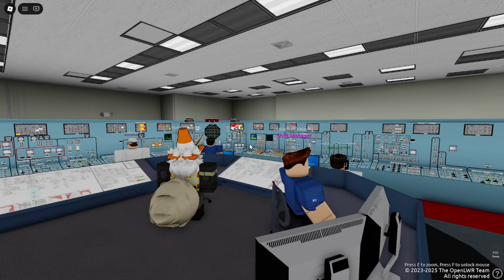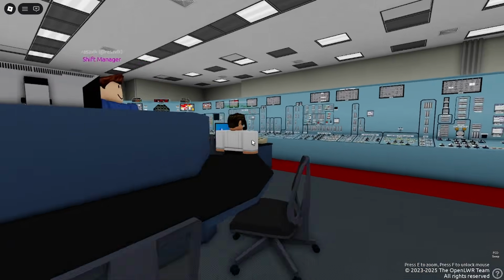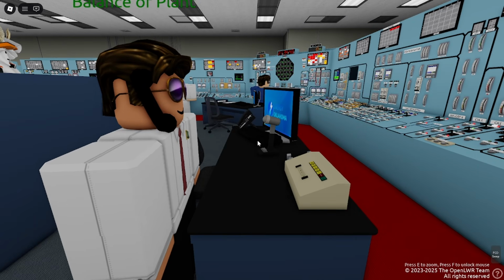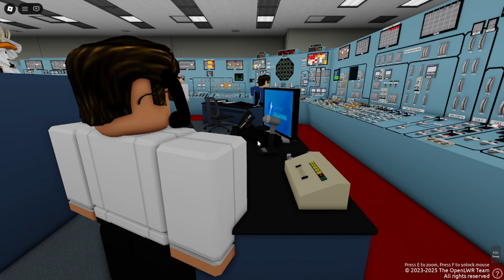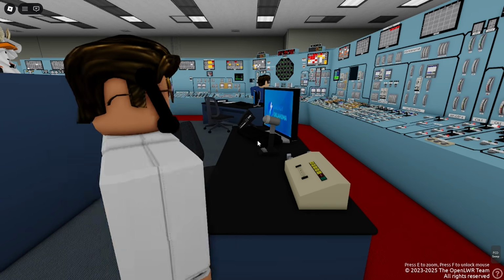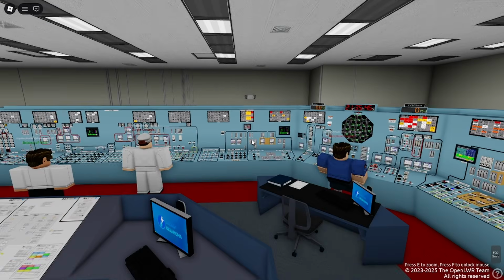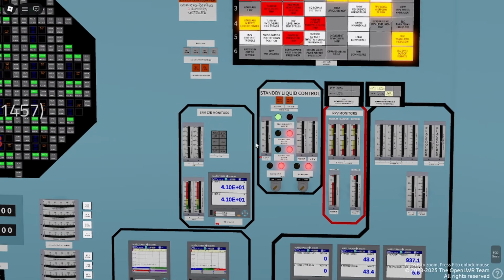Control room to party line 1. Field ops on party line 1. I need you to reset and restore RPS motor generator set B. I understand that would be an RPS MG set B restoration. That is correct. Field ops out. Control room out. Right. I understand the SLC key parameter for tank level has been reached. That is correct. Alright.